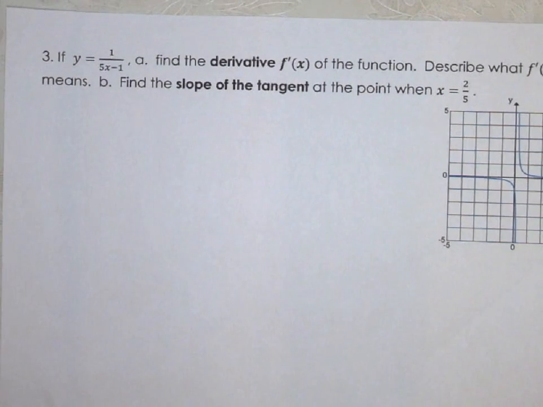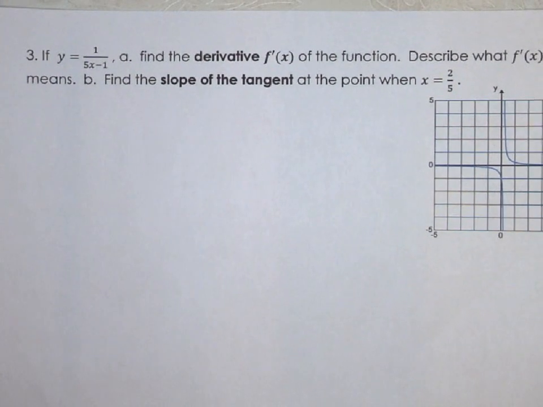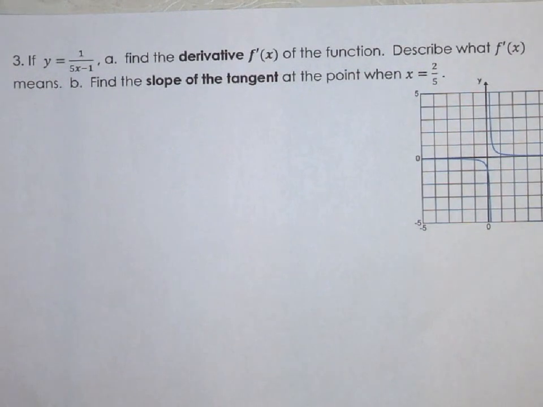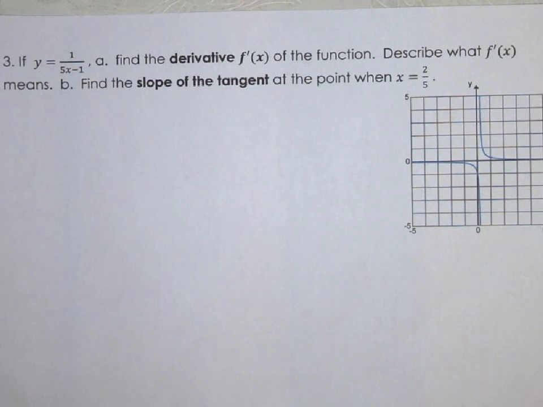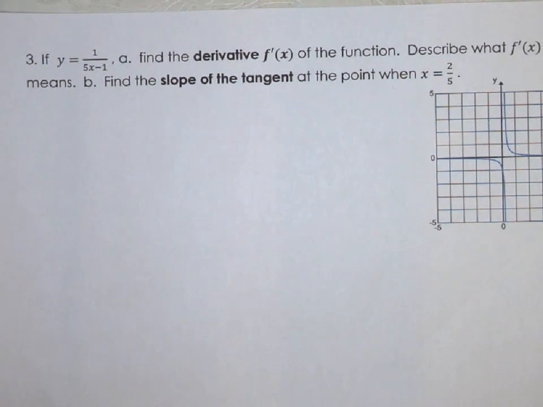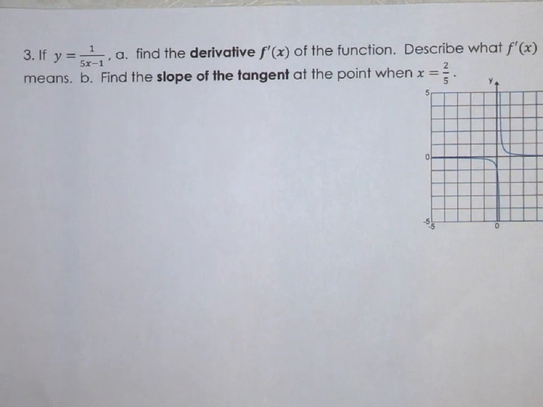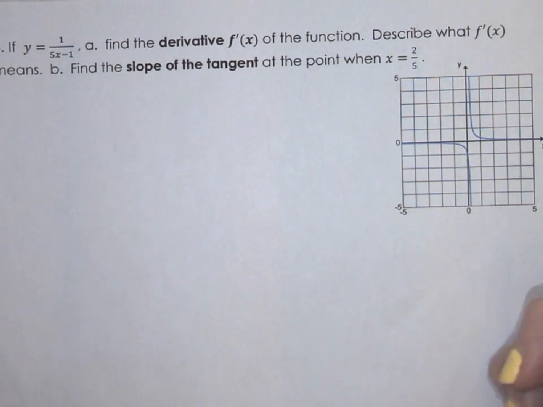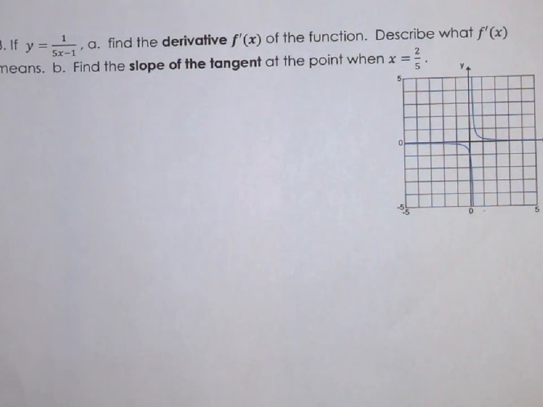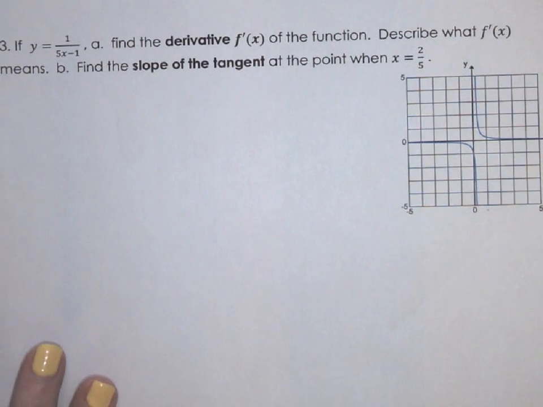So it's a rational function. If y equals 1 over 5x minus 1, a, find the derivative f prime at x of the function. Describe what f prime at x means. And part B, find the slope of the tangent at the point when x is 2/5. So this is a graph of the function y equals 1 over 5x minus 1.